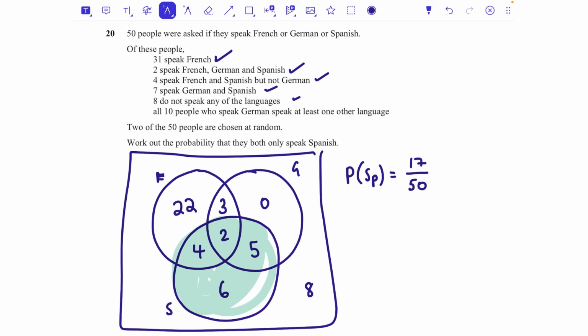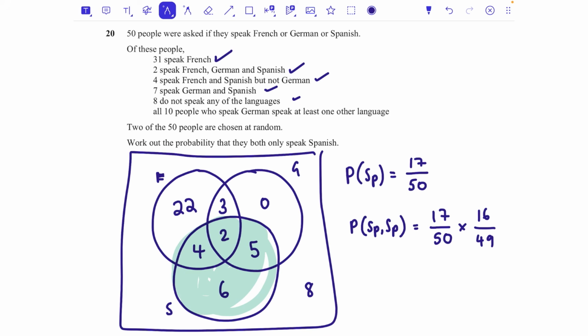Now, 2 of the people are chosen at random means we're going to take one person. We're not going to take the same person again. So if I've picked someone, I'm now going to pick again, and I want to pick a Spanish person and another Spanish-speaking person. So the probability of Spanish and then Spanish again is going to be 17 out of 50, but I've already taken that Spanish person out. So imagine now there's one less Spanish-speaking person. So now we're going to multiply that by 16 over 49. There are 49 people left, and 16 of them are Spanish-speaking to pick from.